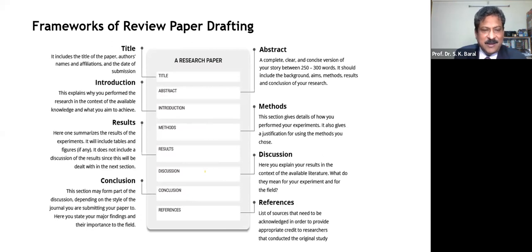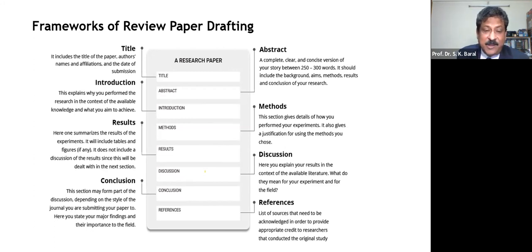And results you have to explain. Then there is a chance, there is a window for discussion. If there is something very important for discussion in context to available literature, looking into the gap and looking into the problems, you have got all kind of freedom to write all those things here. And apart from that, what is happening in conclusion?